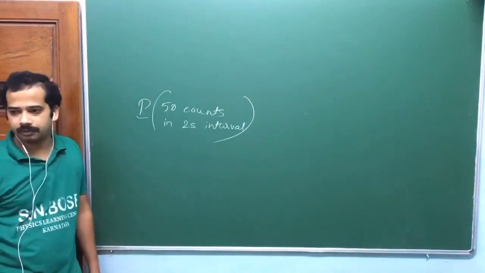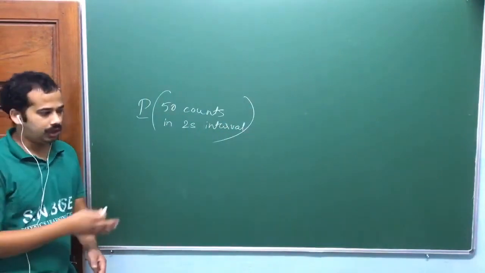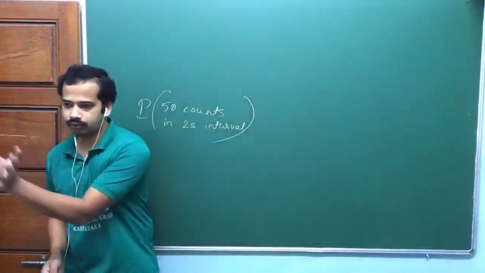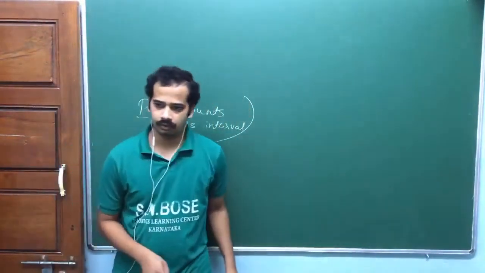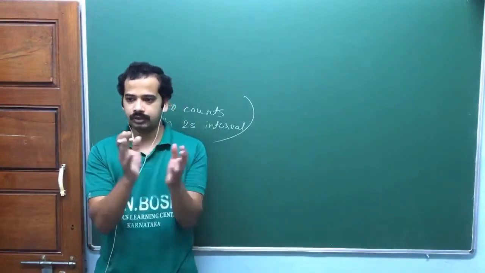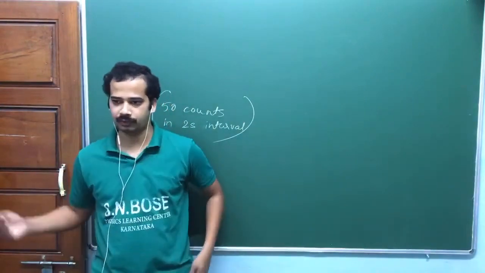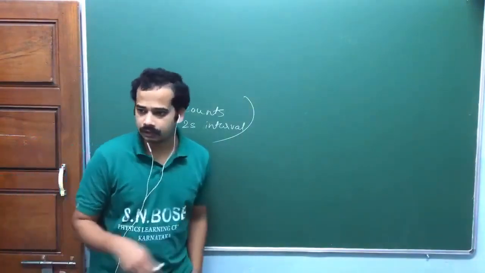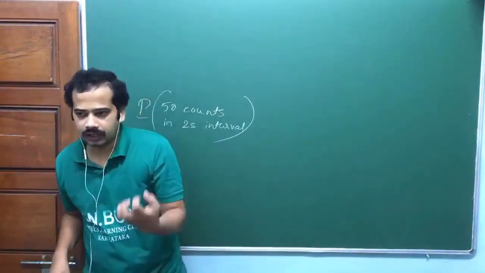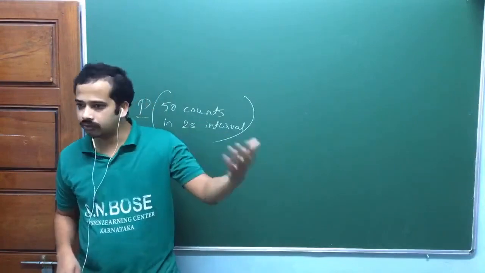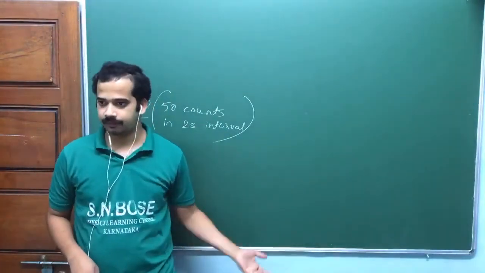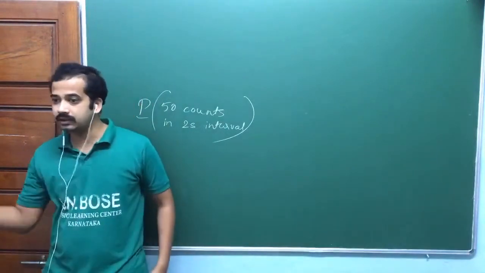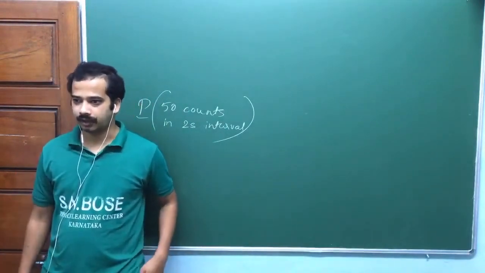You have some radioactive substance, and you are observing it for 1 hour. Just divide that 1 hour into 2-second intervals: 2 seconds plus 2 seconds and so on, up to 1 hour. Suppose you are observing the counts. In one 2-second interval you may get 50, in another you may get 100, in another you may get 20, like that. You can get anything. Are you getting my point?